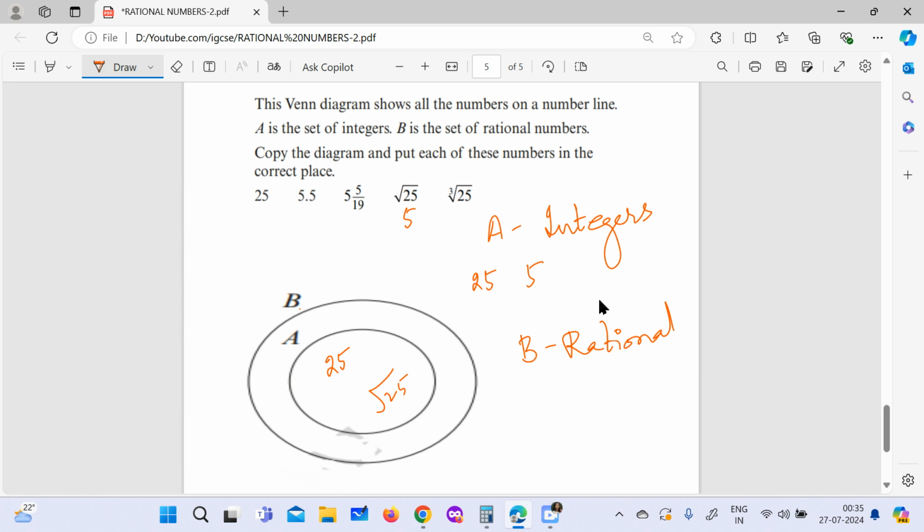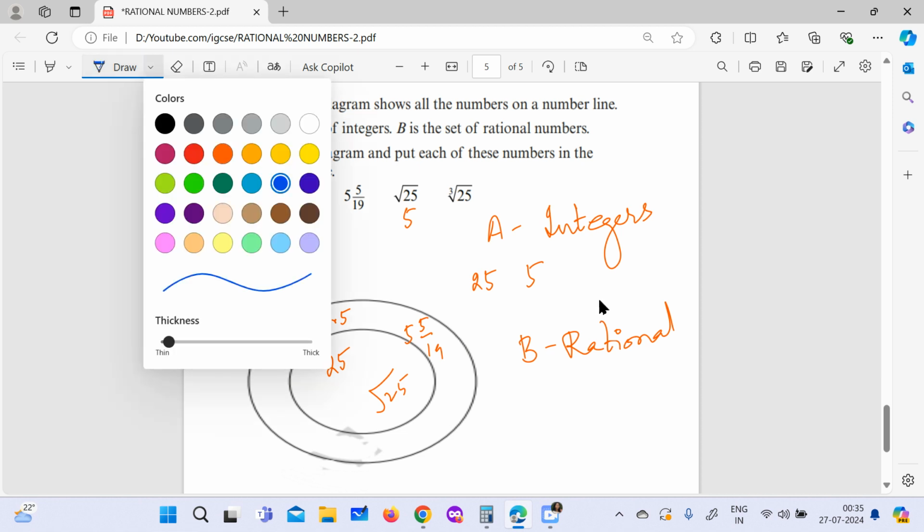Now this circle B represents rational numbers. So 5.5 is nothing but 55 over 10. So we can write here 5.5 and then 5 over 19. Now you see the cube root of 25. We cannot find the cube root of 25 exactly, and it doesn't fall in the category of rational numbers, and we cannot write it as an integer either. It means that the cube root of 25 does not belong to group A or group B, so we will write it outside.